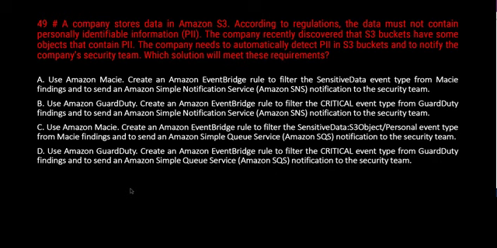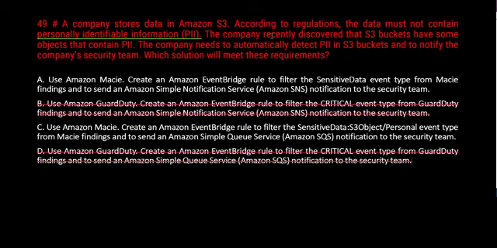Question number 49. A company stores data in S3. According to regulations, the data must not contain personally identifiable information. Okay, that is fine with me. The company recently discovered that, and there are some options. So remember, whenever I told you, whenever you see PII, the default answer is Macie. But unluckily for us, there are two options for Macie, but that's fine. We can at least eliminate the other two. So let's cross it out, and let's cross this out.